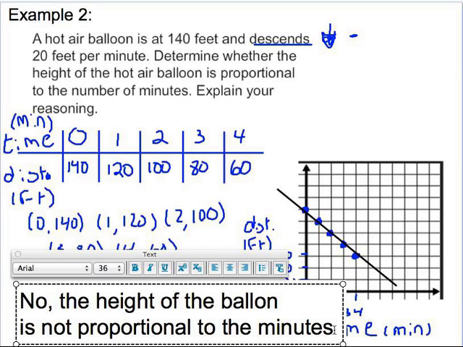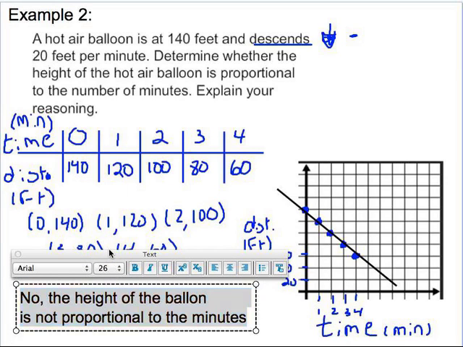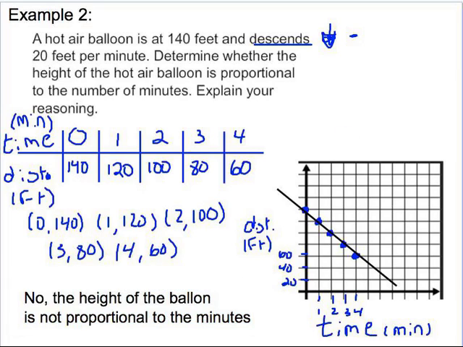Because in this case, our balloon is going down. It doesn't go through the origin when I graph its data, so it is not proportional to the minutes descending. We won't do this for every example, but we could look at the data and realize that 0 out of 140 is not equal to 1 out of 120. So right there, if we use the information from the last lesson, we know it's not a proportional relationship. Let's keep moving with this.